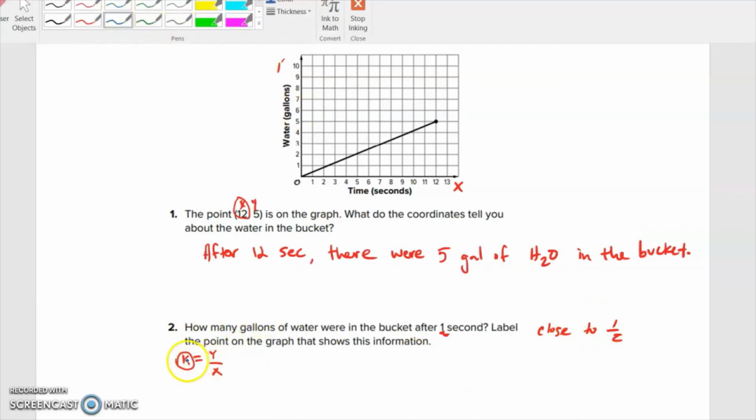But how can I actually find that? Well, I can find my k value. So I know my y. It told me one of my y coordinates was 5. And it told me one of my x coordinates was 12. So if I find that k value, it tells me it's 5/12. And that's how many gallons were in 1 second. Now, is 5/12 close to a half? Absolutely. Remember, it's really close to 6/12, and 6/12 is the same thing as a half. So that tells me that my estimation is definitely right.